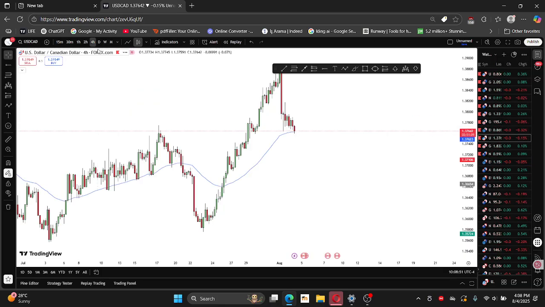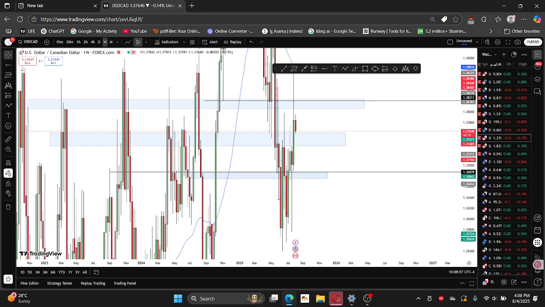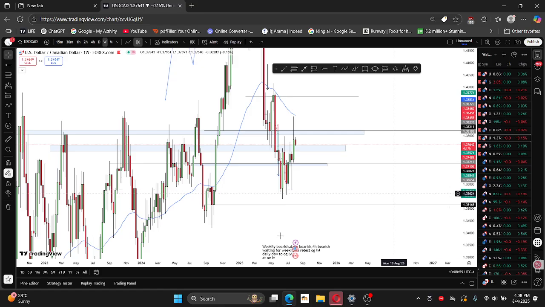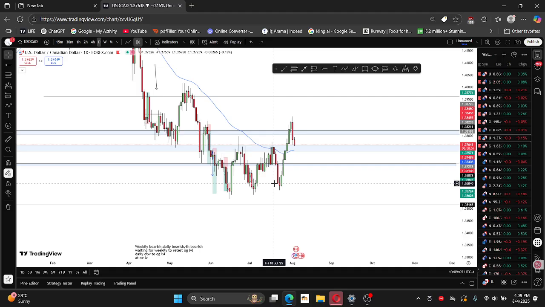USD CAD. So USD CAD, let me just clearly see, the weekly is on a nice level for us to buy, then sell. We're okay. So the weekly is still bearish, and the daily candle is still very much bullish. So we can enter a small buy at this zone here, which is very much valid for me, and I can simply leave this here.